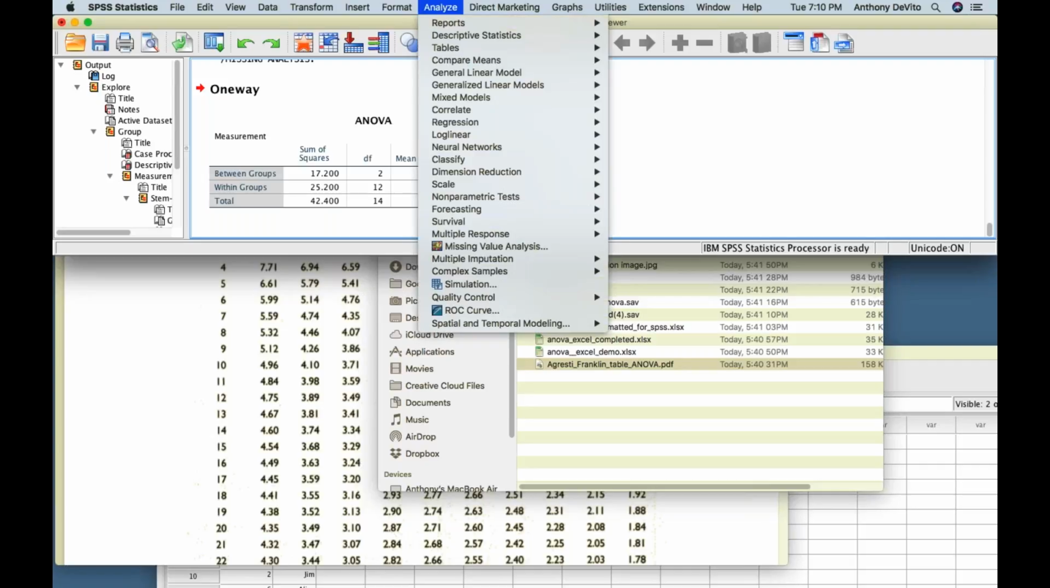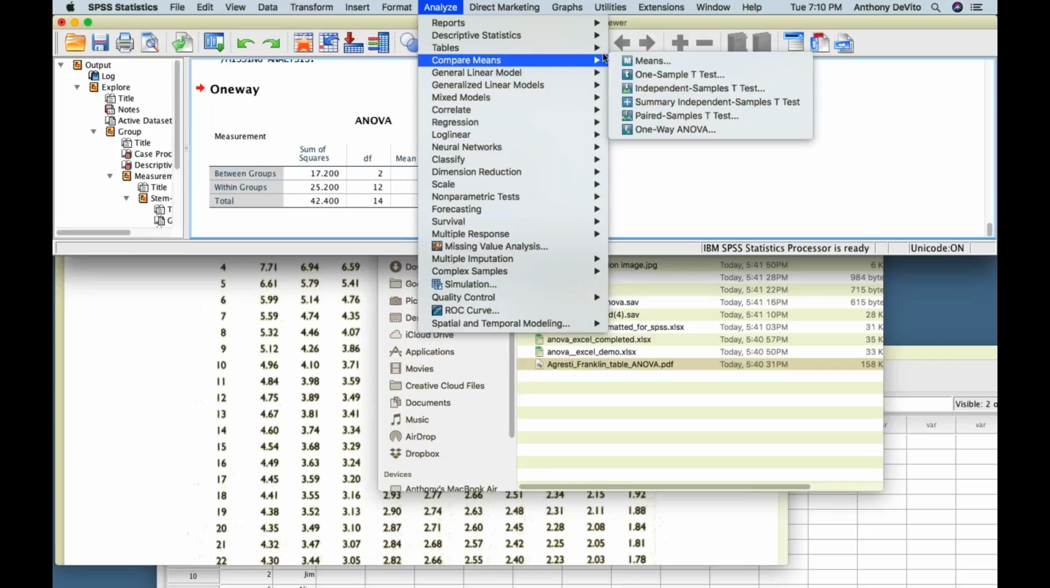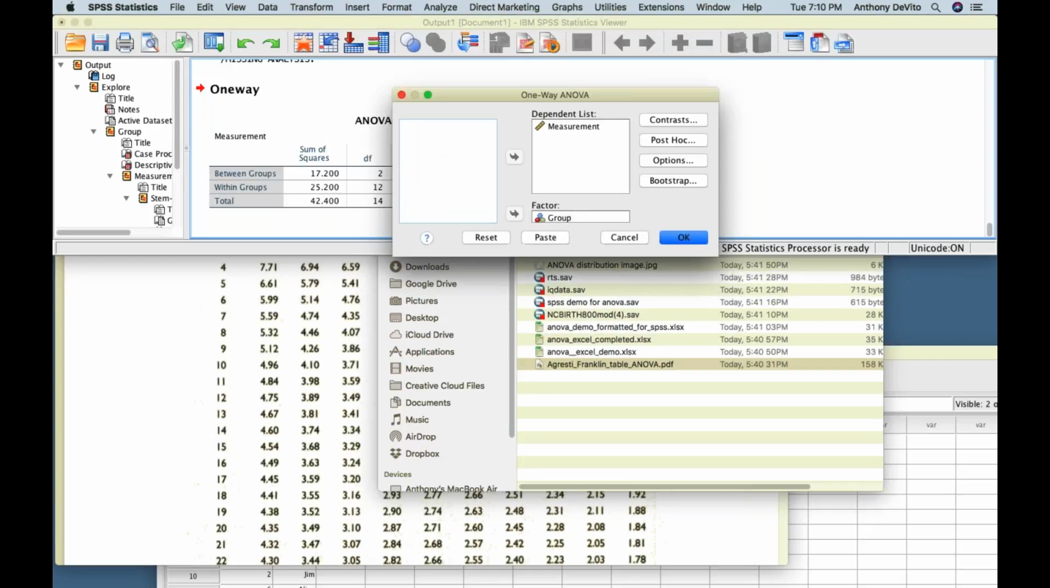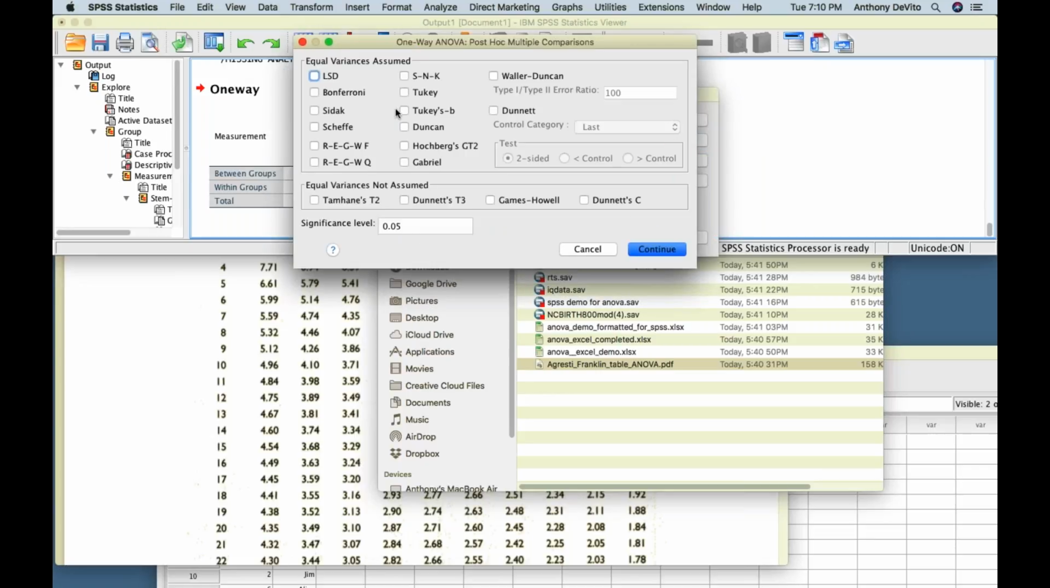So now I'm going to go to analyze. Again, we're still doing the same thing, compare means, one-way analysis of variance. And I'm going to go in here, and now I'm going to click on the button that says post hoc. I'm going to choose one of these tests. Now, each one of these tests uses a different strategy for determining if there's a significant difference between the means.